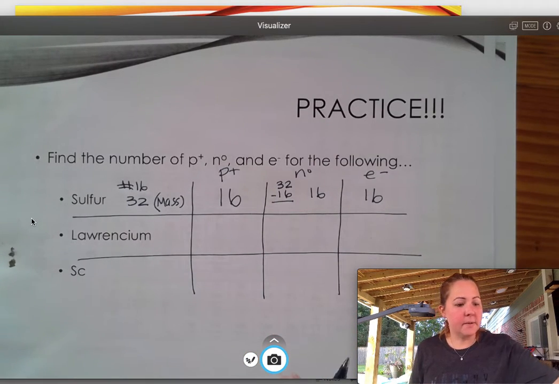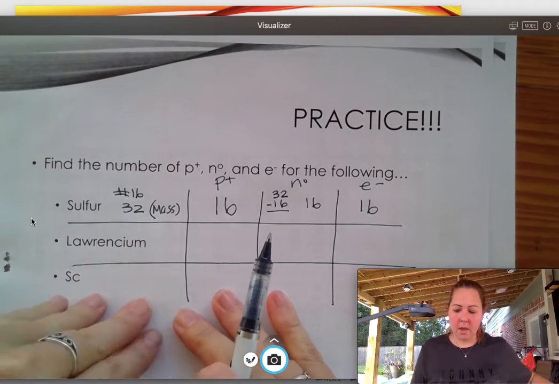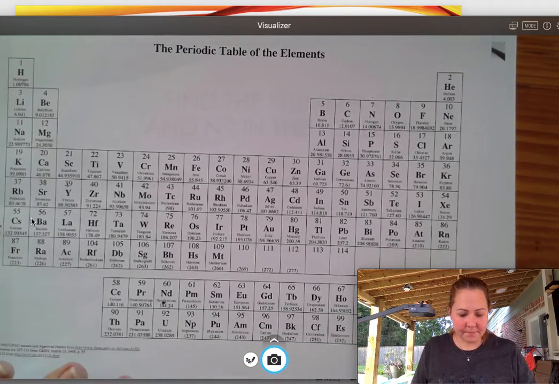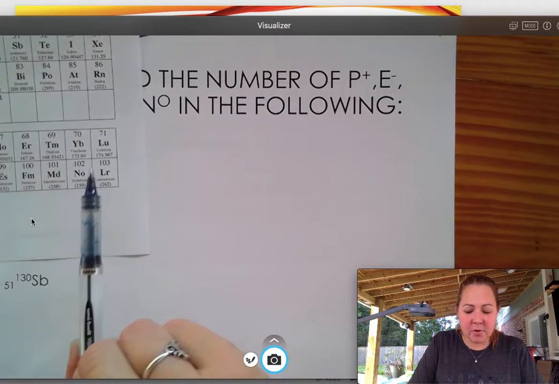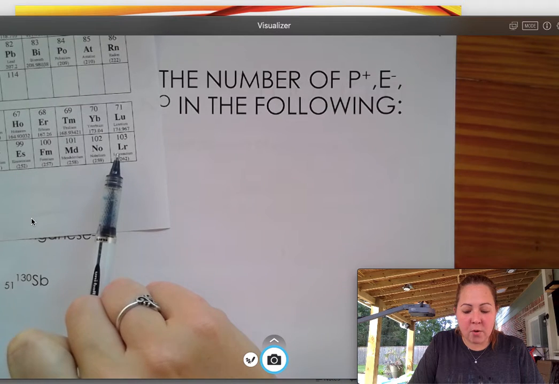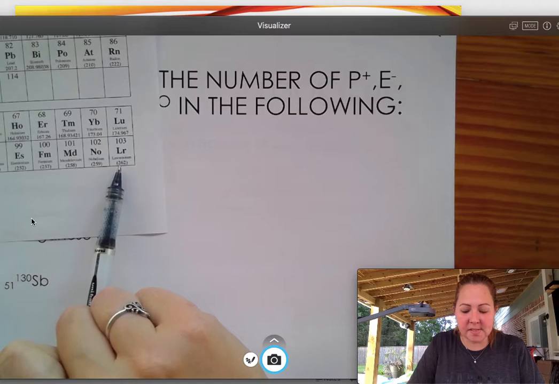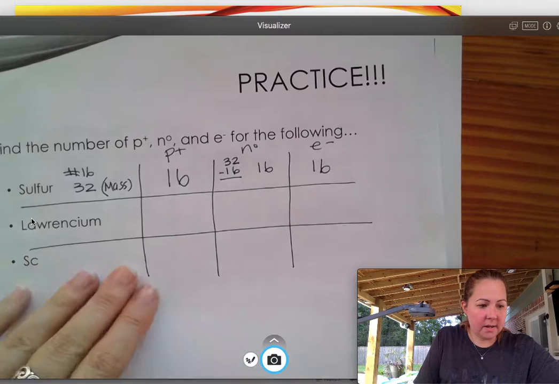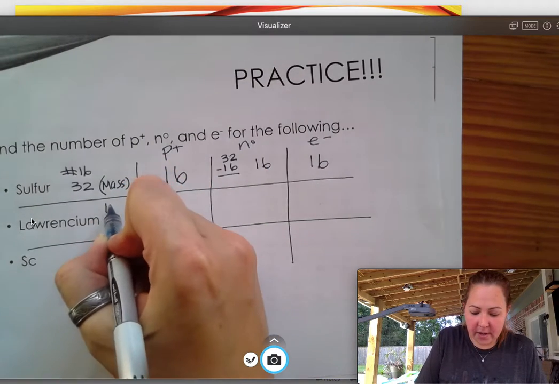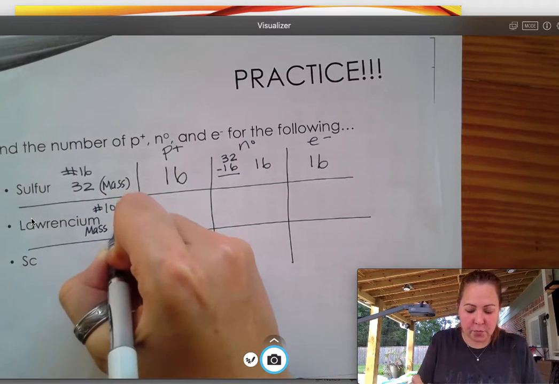Now for lawrencium, you're going to do the same thing. You're going to go to your periodic table, and lawrencium is going to be covered up on my picture over here. So lawrencium is number 103. Its symbol is Lr, and its mass is 262. So I'm going to write that information down just so I have it handy and ready to go. It's number 103, its mass is 262.